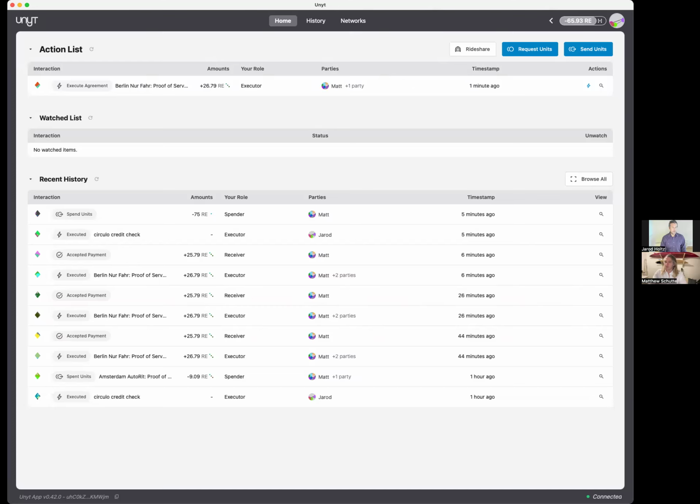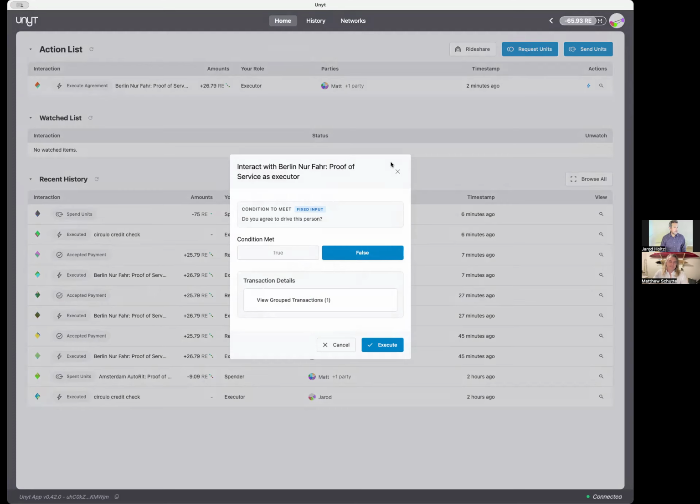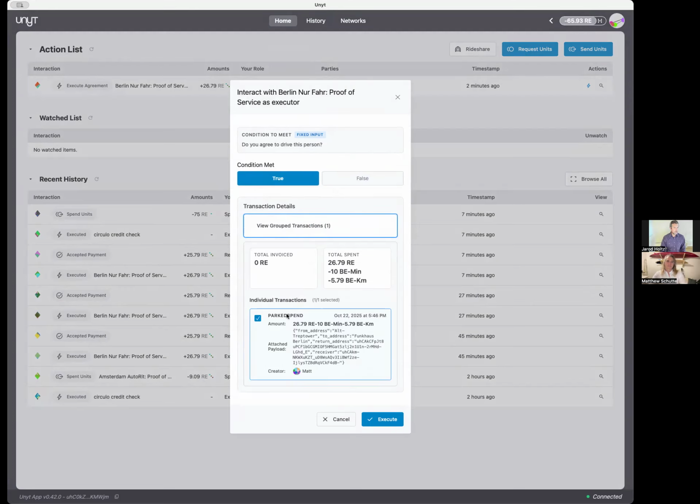Jared, tell us what you're seeing on your end. All right, so this interaction came in. This is actually the execution of this agreement. So, in other words, what we have here is a smart agreement where I'm being asked whether the condition was met: do I agree to drive this person, Matt? And then I choose, was that condition met? If I click true, then it can execute this entire smart agreement, including the same spend minutes, kilometers, service units that Matt had hit on his side, minus just one RE, which was the service fee.